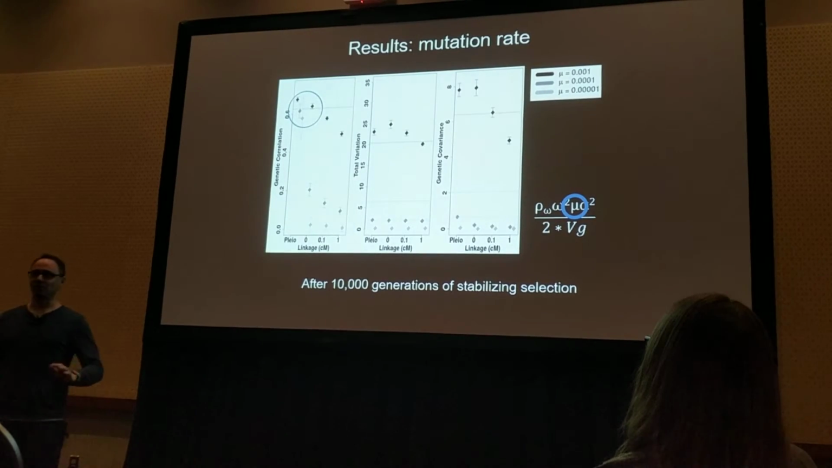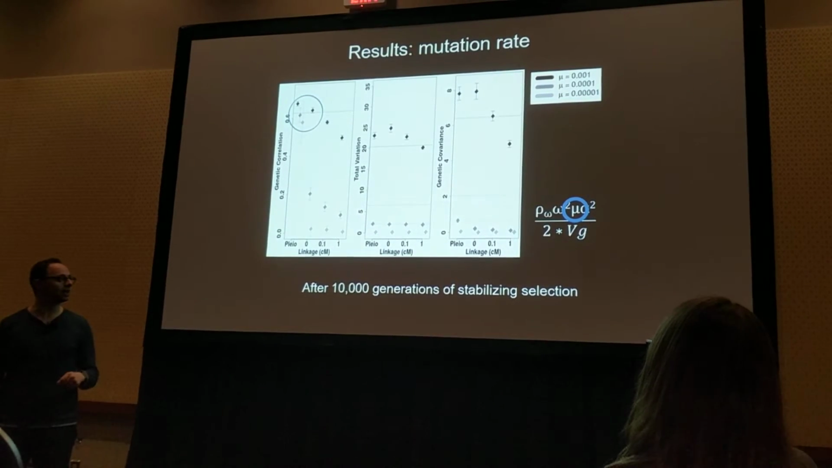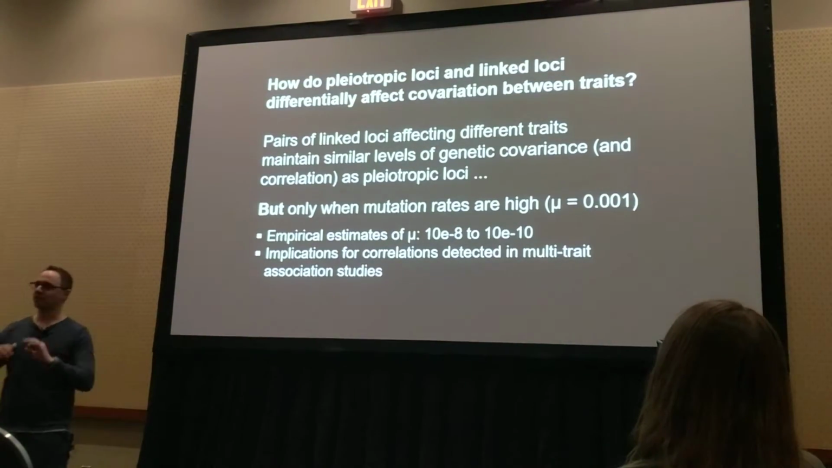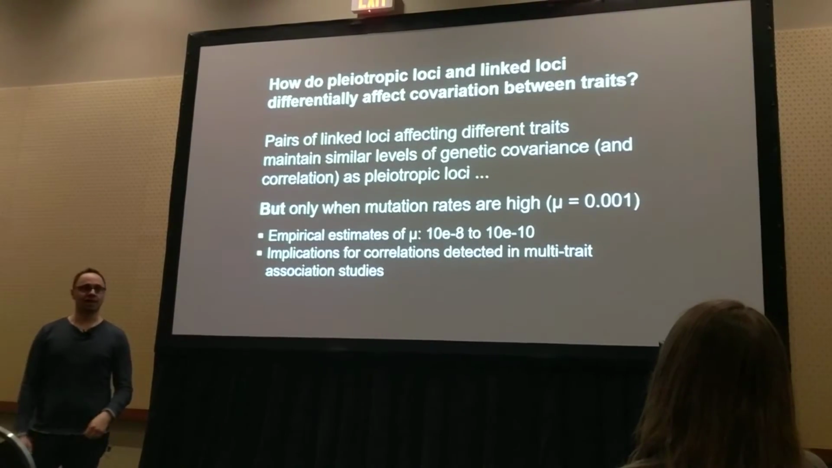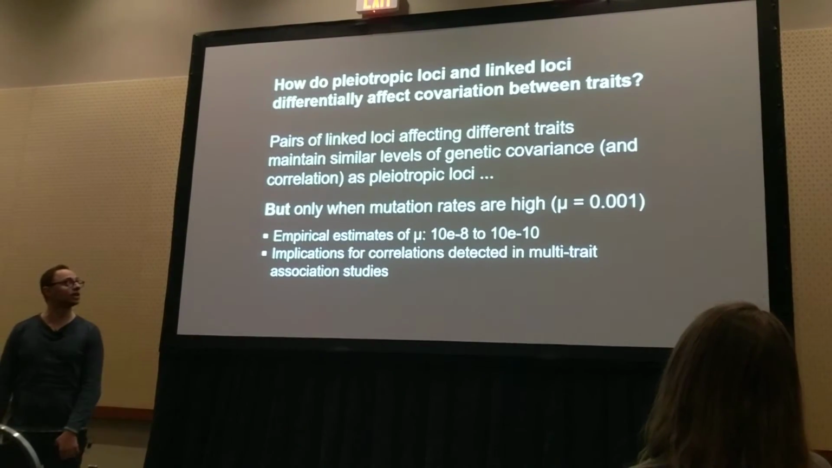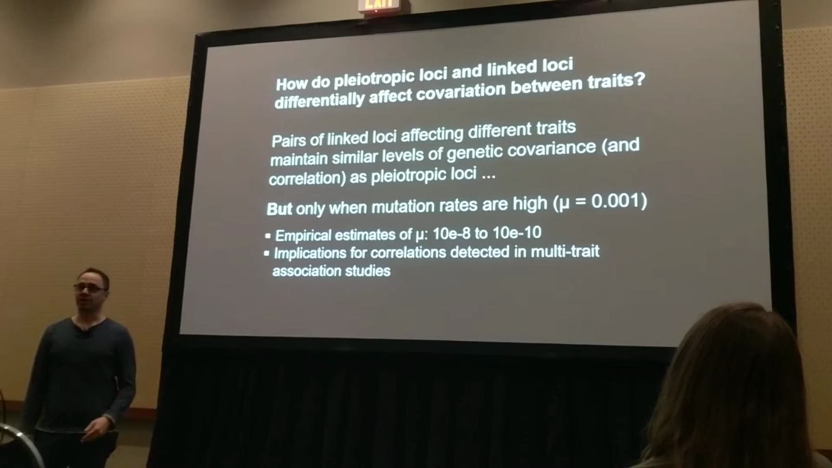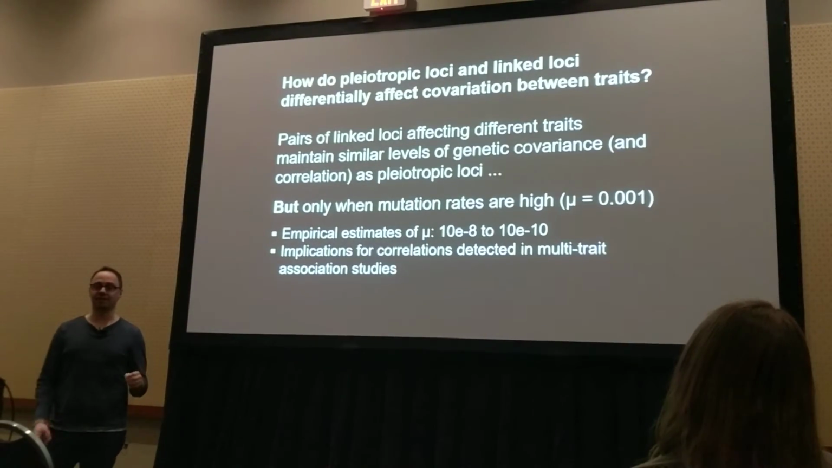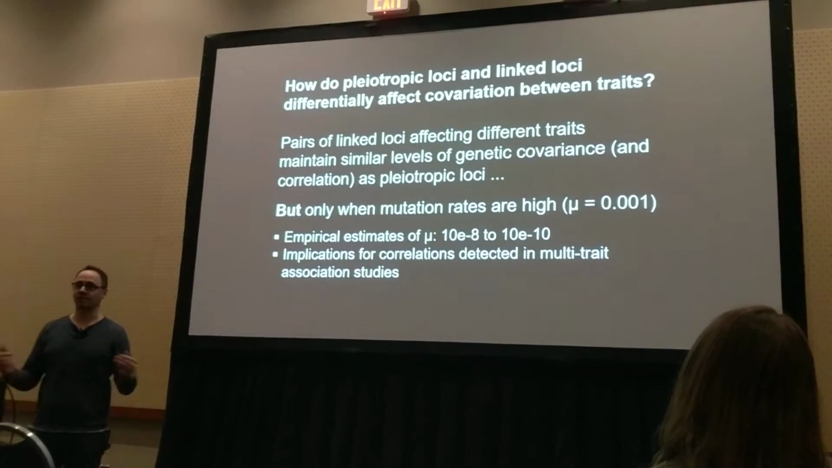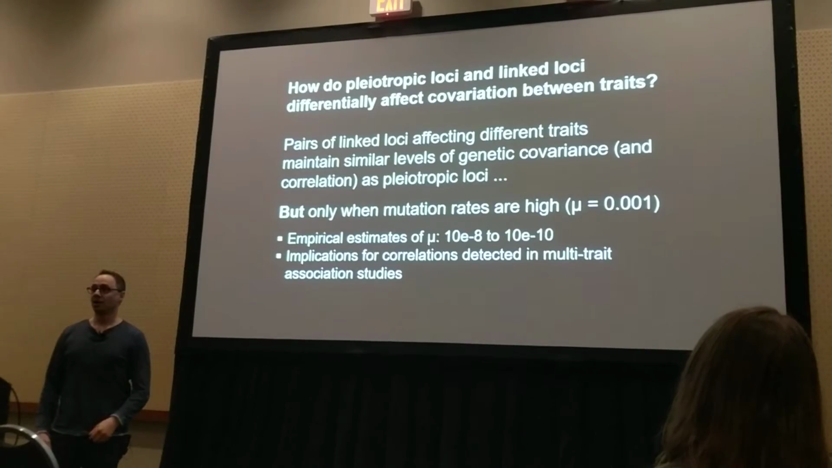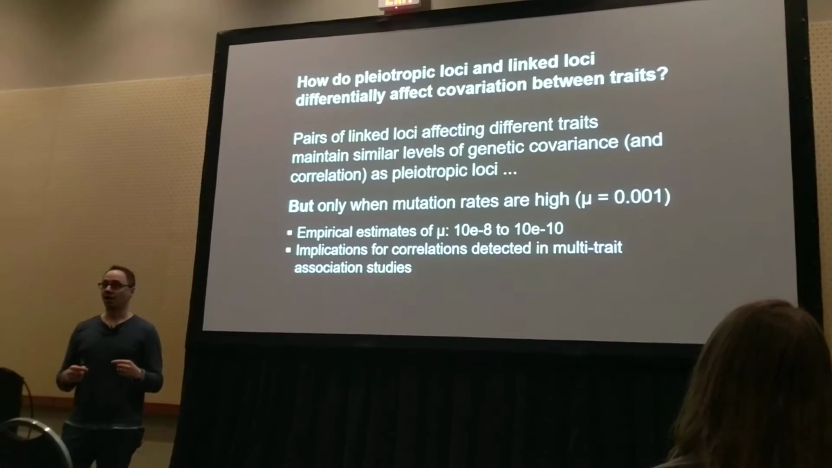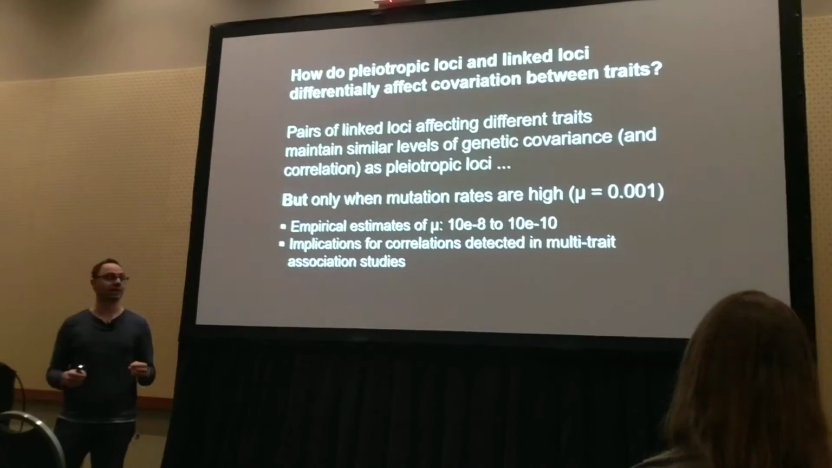I don't want to complicate that even more, but I just wanted to go back to my main question and give you a general answer to what I found, which is that pairs of linked loci affecting different traits can maintain similar levels of genetic covariance as pleiotropy, but only when we have high levels of mutation rate. At empirical levels, which are something much closer to 10 to the negative 10, when we find genetic correlations between traits, we would only expect those to be underlaid by pleiotropic loci and not by linked loci.